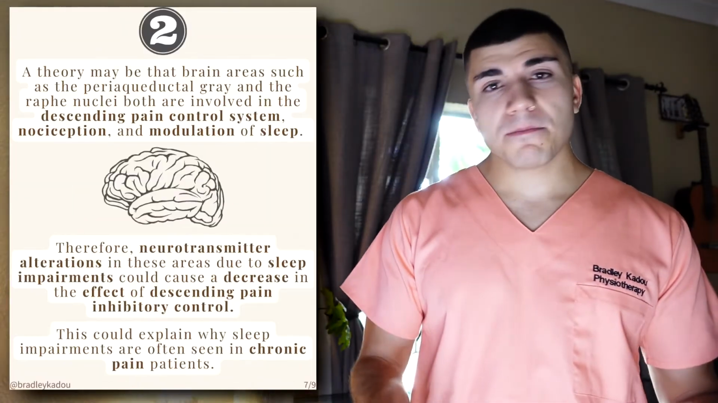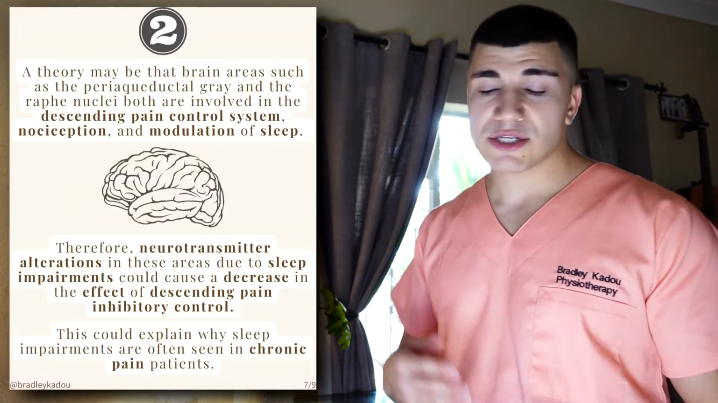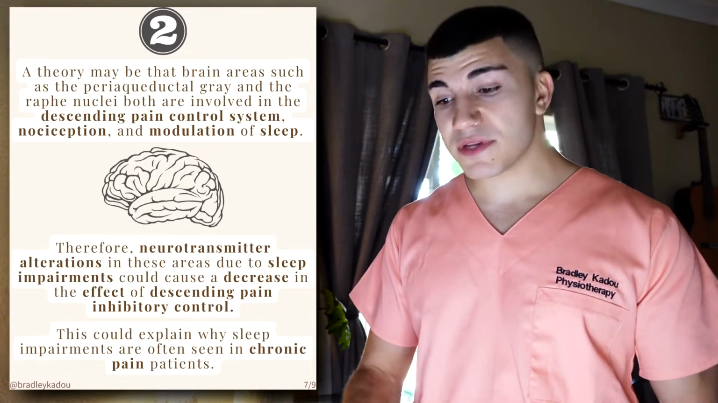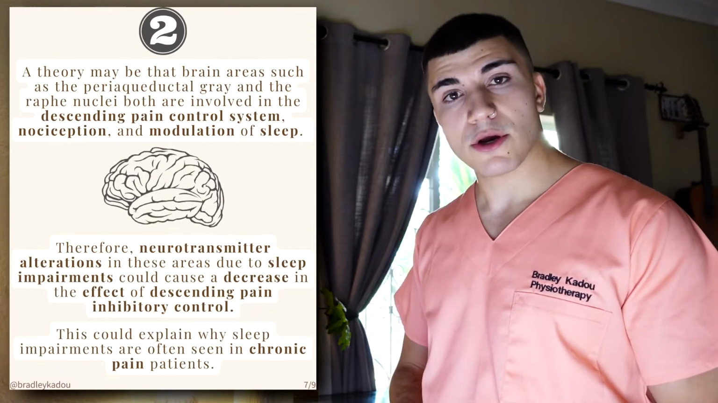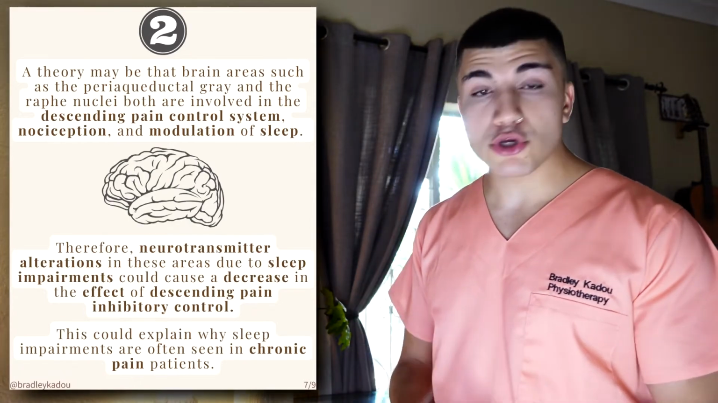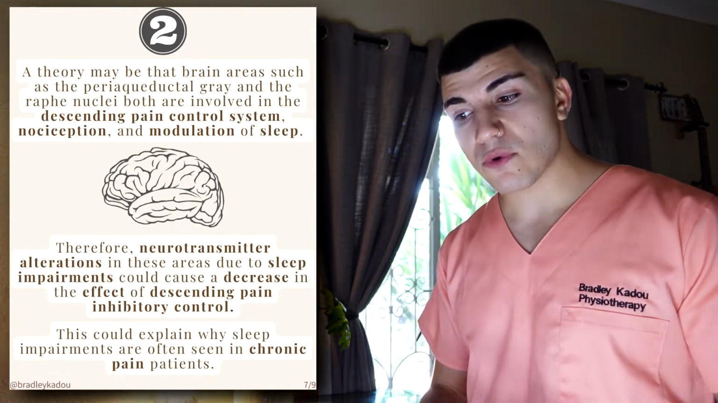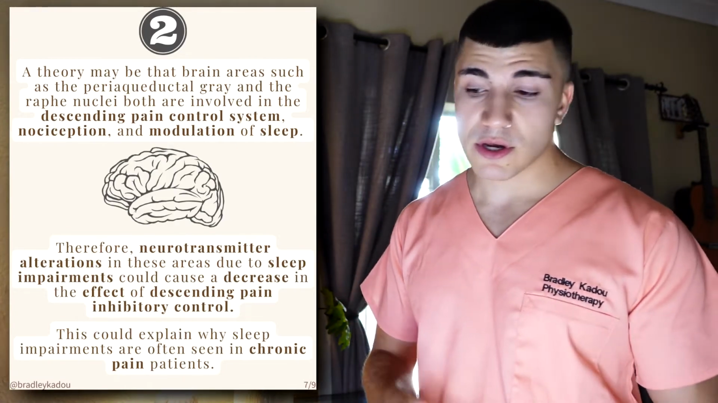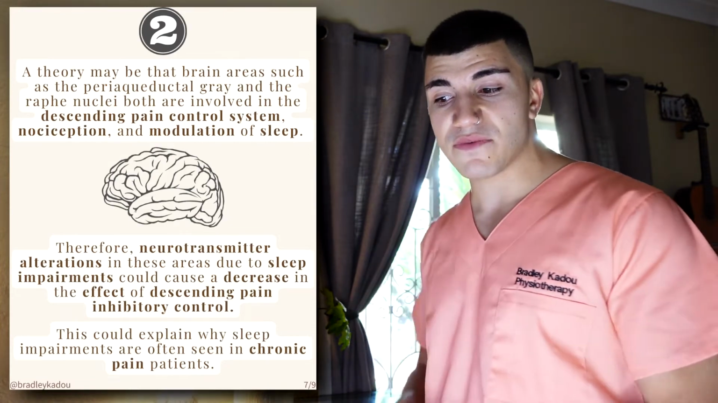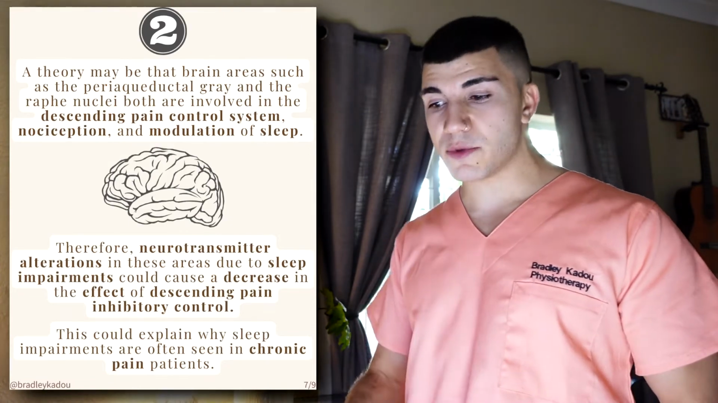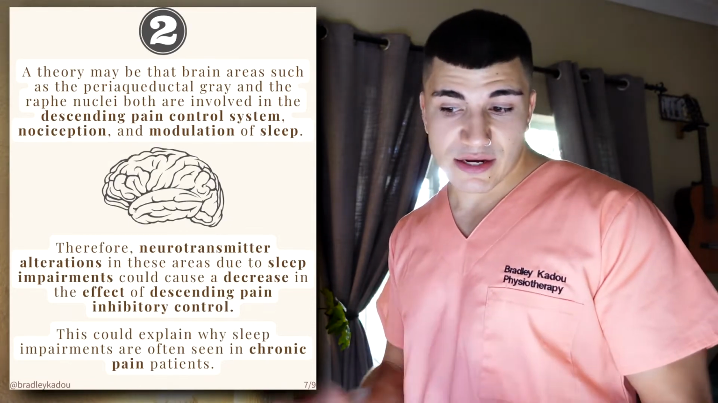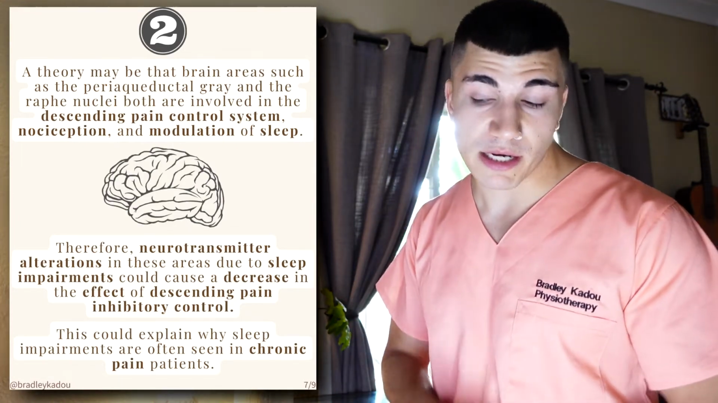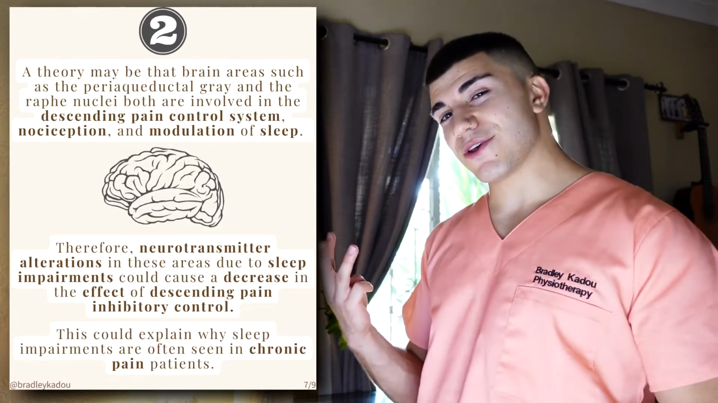A theory may be that areas in the brain such as the periaqueductal gray and the raphe nuclei both are involved in the descending pain control system, nociception, and modulation of sleep. Therefore, neurotransmitter alterations in these areas due to sleep impairments could cause a decrease in the effect of the descending pain inhibitory control. This can explain why sleep impairments are often seen within those with chronic pain. That was a mouthful, so let's move on to the third point.